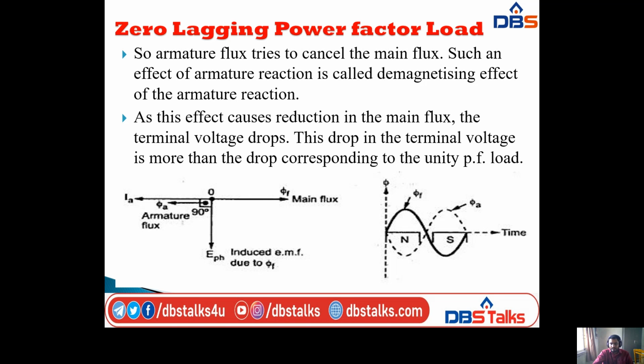If you observe this waveform, we have two: this thick line gives the main flux waveform and this dotted line gives the armature flux waveform. In this phasor diagram, the main flux and armature flux are opposite to each other, one in one direction and the other in the opposite direction. Here it lags the induced EMF by 90 degrees. As this effect causes reduction in the main flux, the terminal voltage drops.